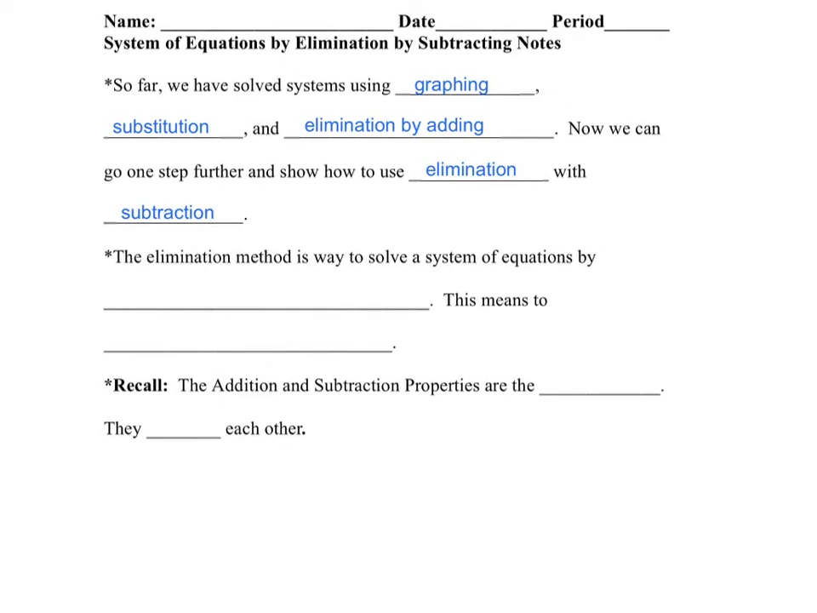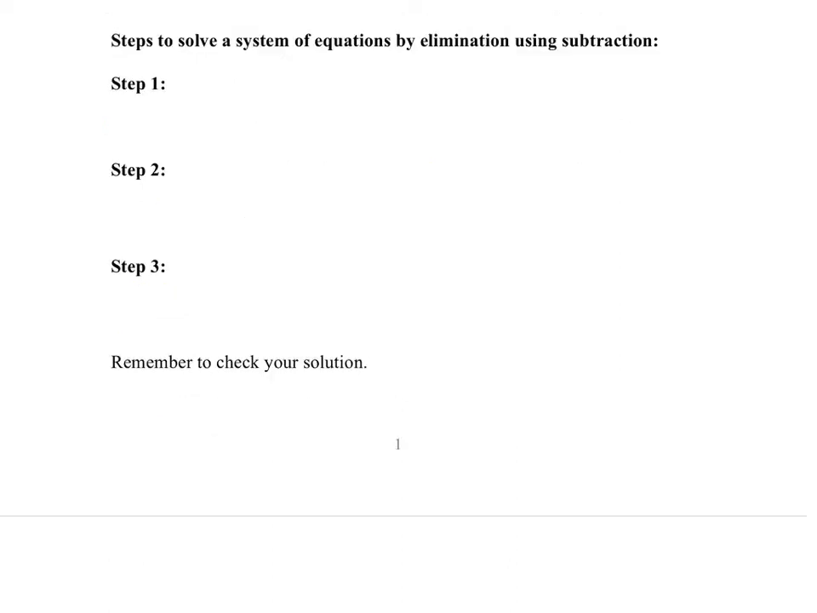The elimination method is a way to solve a system of equations by eliminating a variable. When we eliminate, this means to remove or get rid of a variable. Let's recall, the addition and subtraction properties are inverses. They undo each other. After discussing elimination, there are 3 steps to solve a system of equations by elimination using subtraction.